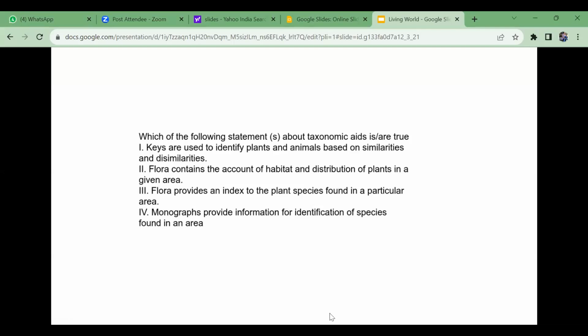This is very easy. Just tell me which is true and false. Like statement 1, 2, 3, true or false. Tell me.